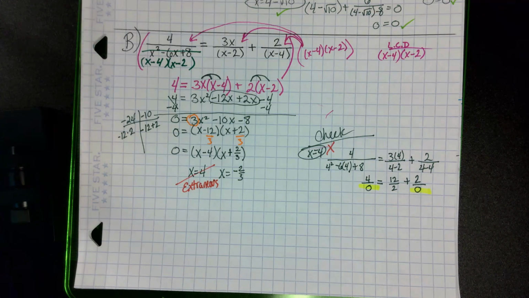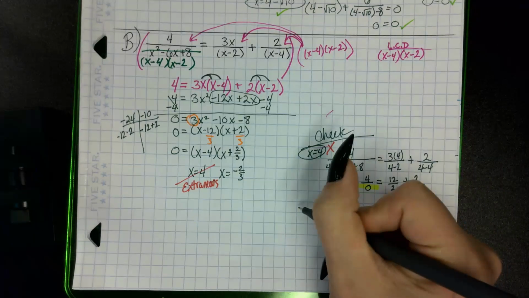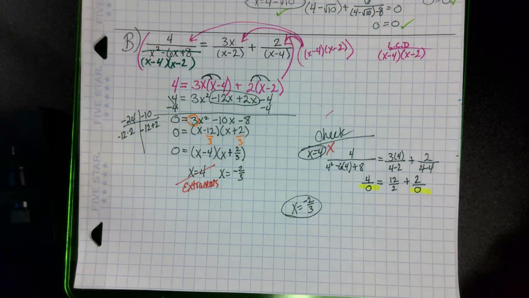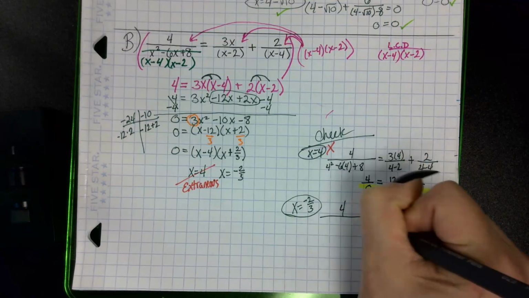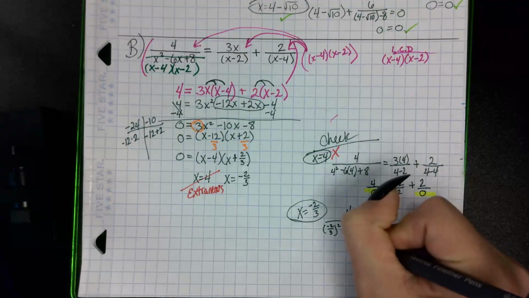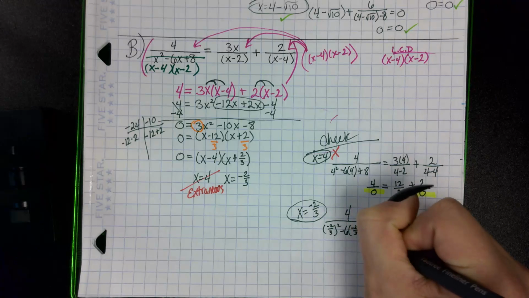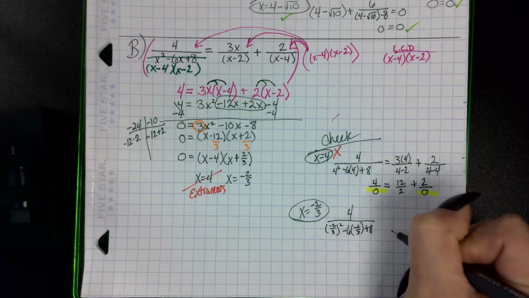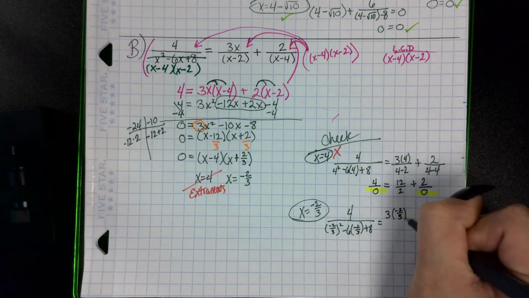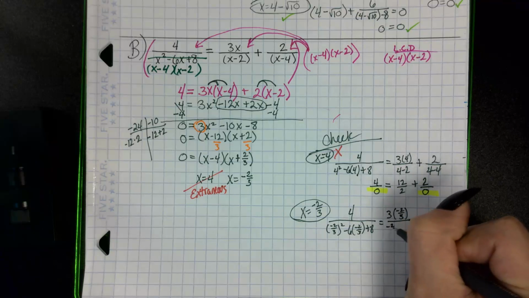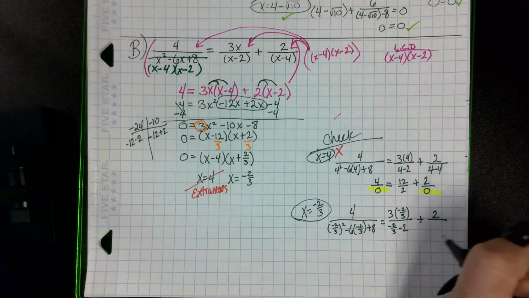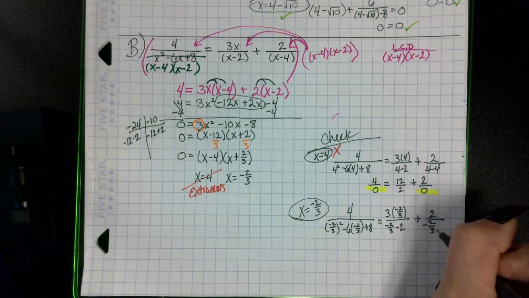All right, so then I'm going to check the other one, negative 2/3. Maybe it'll work, maybe it won't. So x equals negative 2/3. Same thing, plug it in. Everywhere there was an x, you get 4 over negative 2/3 squared minus 6 times negative 2/3 plus 8 equals, numerator is 3 times negative 2/3. Denominator is negative 2/3 minus 2 plus 2 over negative 2/3 minus 4.